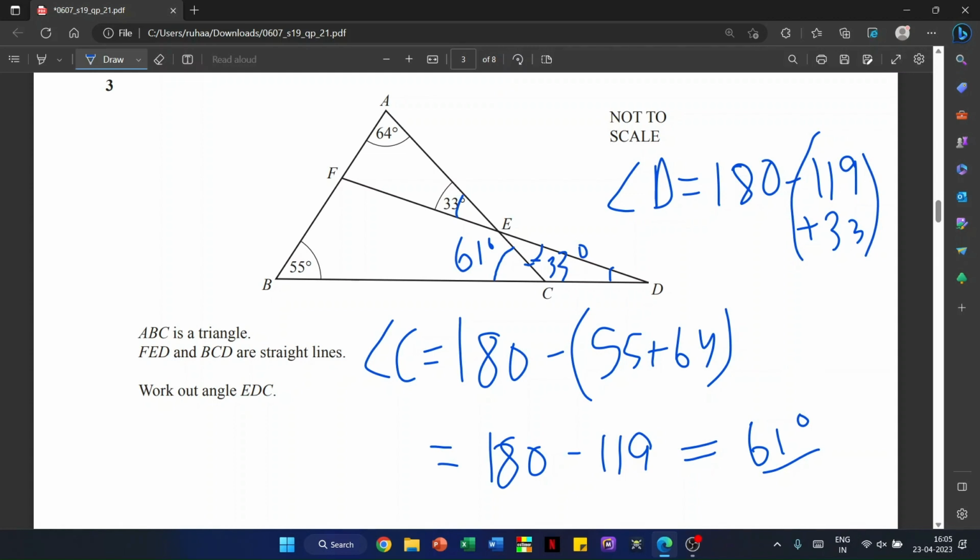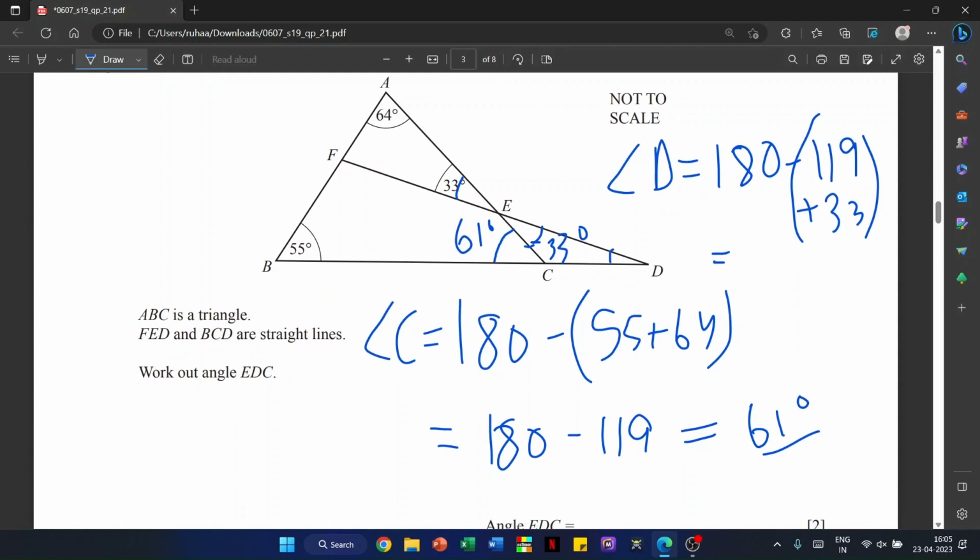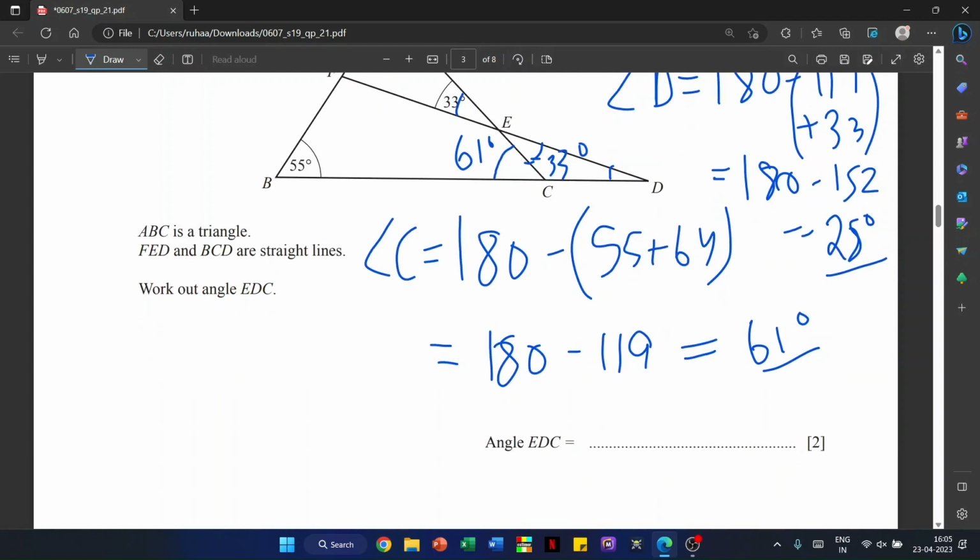You just work it out then. So it's going to be 119 plus 33. Let's just take that as 110 plus 30, which is going to be 140. Add 9 to it, 149. Then add 3 to it, 152. So this is going to be 180 minus 152, which is 180 minus 150 is 30. Subtract 2 more from it, which will give us 28 degrees. So angle EDC is going to be 28 degrees.